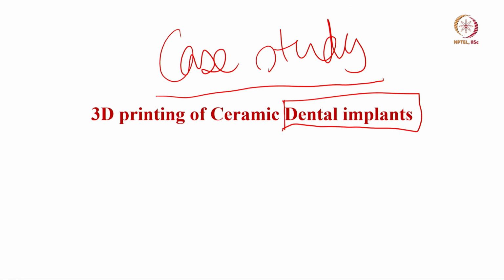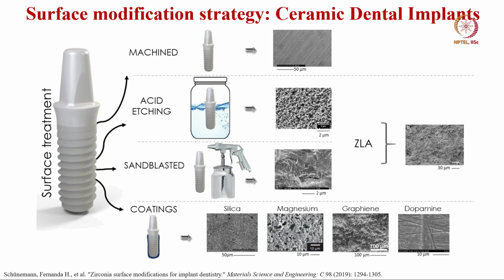So, since this particular case study is more related to ceramic dental implants, let me start this lecture with the surface modification strategy that can be adopted for ceramic dental implants. I would like to remind you that ceramic dental implants are single-piece implants, unlike metallic dental implants, and that was one of the major differences. Metallic dental implants can be used as 2-piece or 3-piece implants, whereas ceramic dental implants are always manufactured in a single piece.